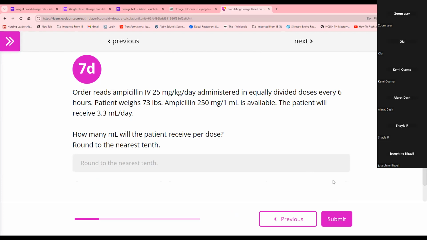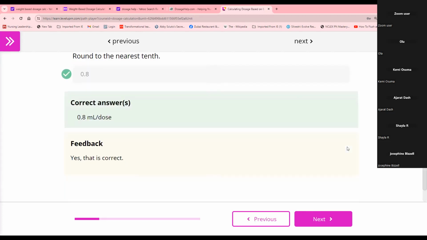Now it's asking you how much the patient would receive per dose. And now you're just going to go back and take that other number you calculated, that 207 number, right? Which came out to the 3.3. That's what you ended up with. And actually, if you could take your 3.3 also and divide that by 4, that might come out a little tricky. Is it 0.8? Yeah, I got 0.8. Okay.